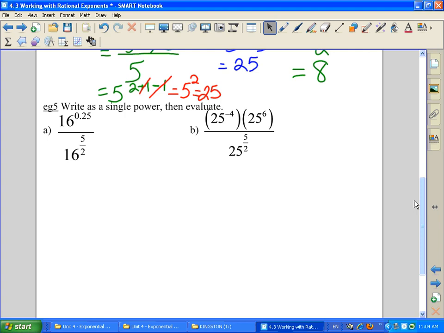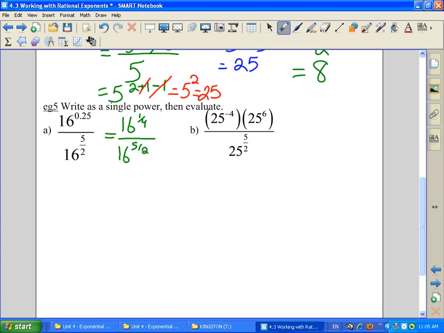Okay. 16 to the 0.25 over 16 to the 5 over 2. The good news in this case, folks, is our bases are both the same, but we have to figure out how to deal with a decimal versus a fraction. Well, hopefully you recognize that we can take our decimal and make it into a fractional exponent. So 0.25 is 16 to the 1 over 4 divided by 16 to the 5 over 2.